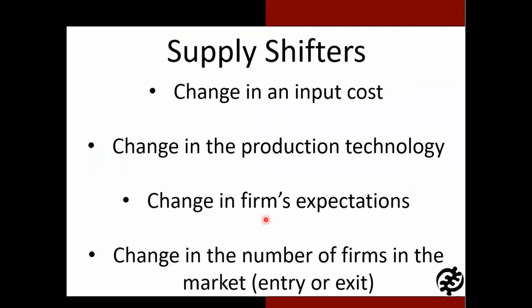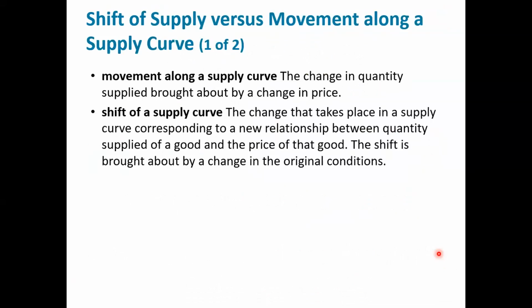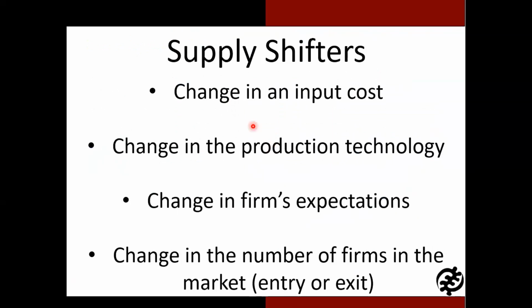Expectations matter. But this last one, entry and exit of firms. If firms go out of business, the supply curve shifts left. If more firms come into business, the supply curve shifts right. So we have movement along the supply curve brought about by a change in price, just a normal change in price. You just move along. Shift, everything else. What shifts? Anything on this list shifts the supply curve.